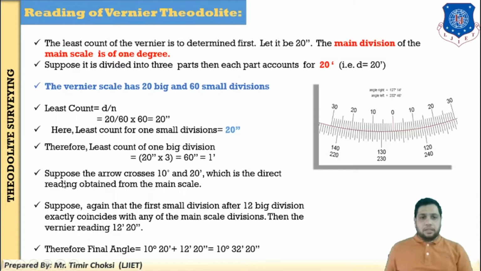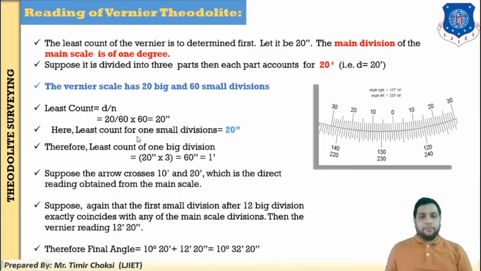Now suppose the arrow crosses 10 degrees and 20 minutes, which is the direct reading obtained from the main scale. So one reading taken on the main scale is 10 degrees 20 minutes. Suppose again the first small division after 12 big divisions exactly coincides with one of the main scale divisions, and the vernier reading is 12 minutes 20 seconds. So our final reading is 10 degrees 20 minutes taken from the main scale and 12 minutes 20 seconds taken from the vernier scale. Adding these two, our final reading is 10 degrees 32 minutes 20 seconds.